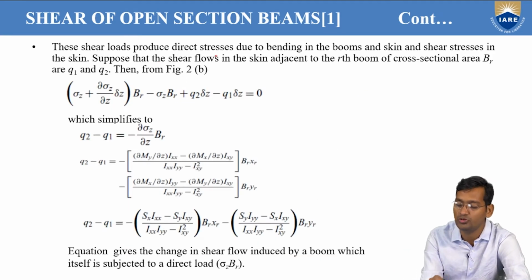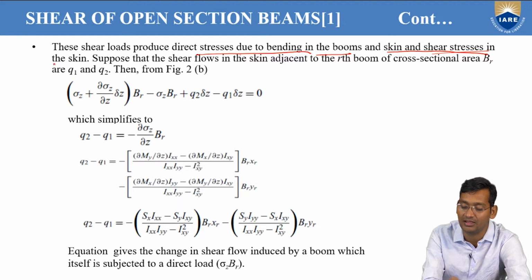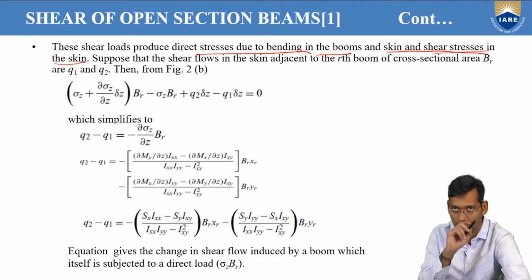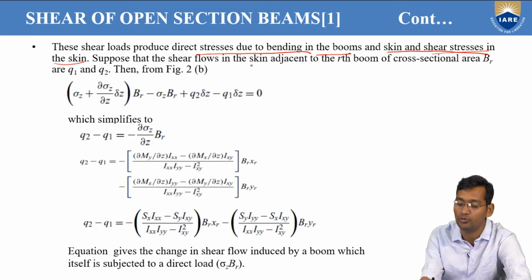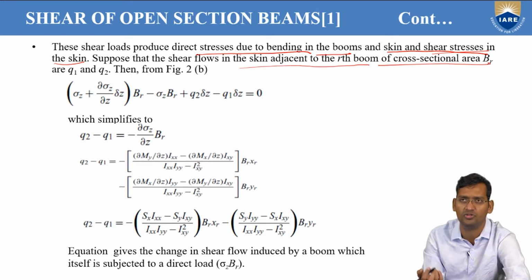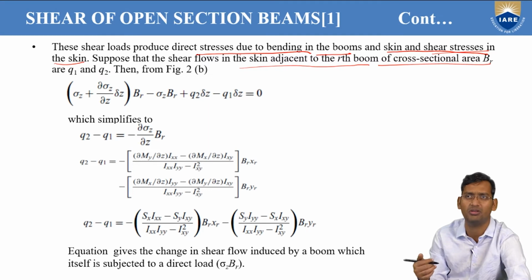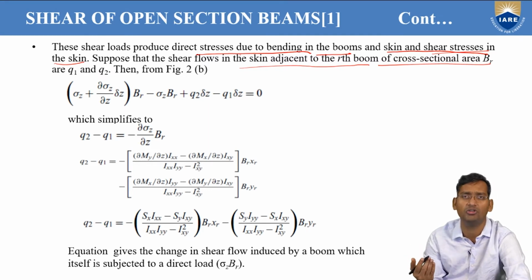This shear load produces direct stresses due to bending in the boom and skin, and shear stresses in the skin. These shear loads are there. Suppose that the shear flow in the skin is adjacent to the Rth boom of cross-sectional area BR. Just assuming that R is there, put R everywhere. According to which boom you require, for example for boom 1, put B1.